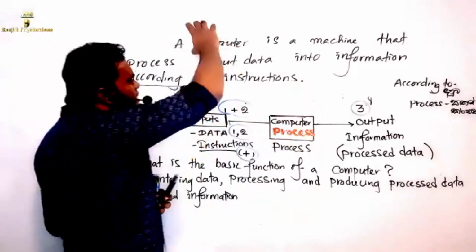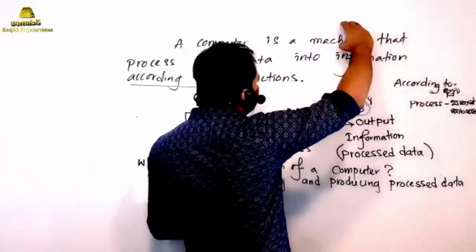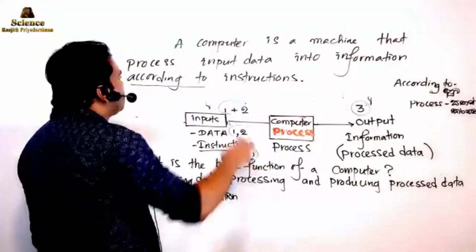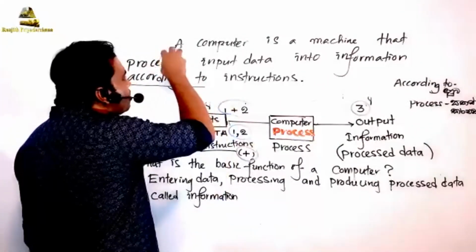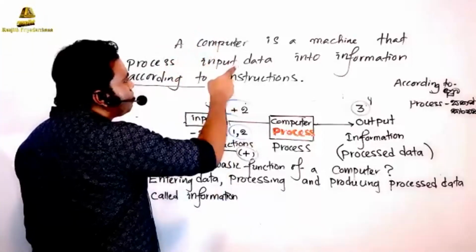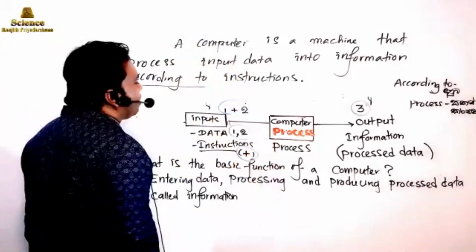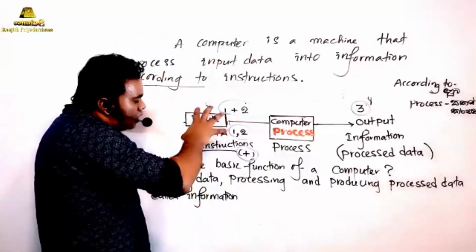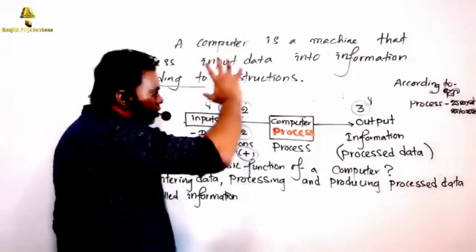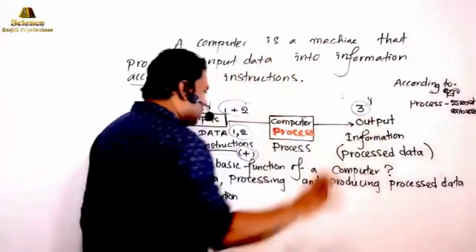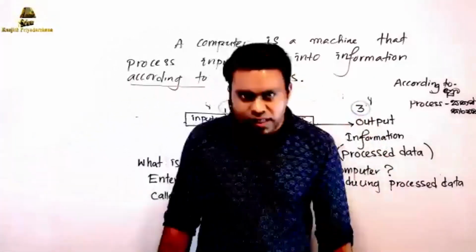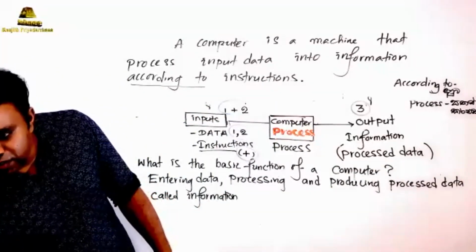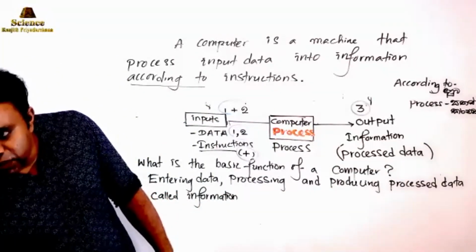පුතේ computer එක කියන්නේ යන්ත්‍රයක්. A computer is a machine that process, සකස් කරන. මොනවද සකස් කරන? What's process? That process input data into information. ඇතුළත් කරන ලද දත්ත තොරතුරු බවට පත් කරන උපකරණයක් තමයි computer කියලා කියන්නේ. Is it clear? පැහැදිලිද? What do you think? Understood? Yes, sir. Okay, good.